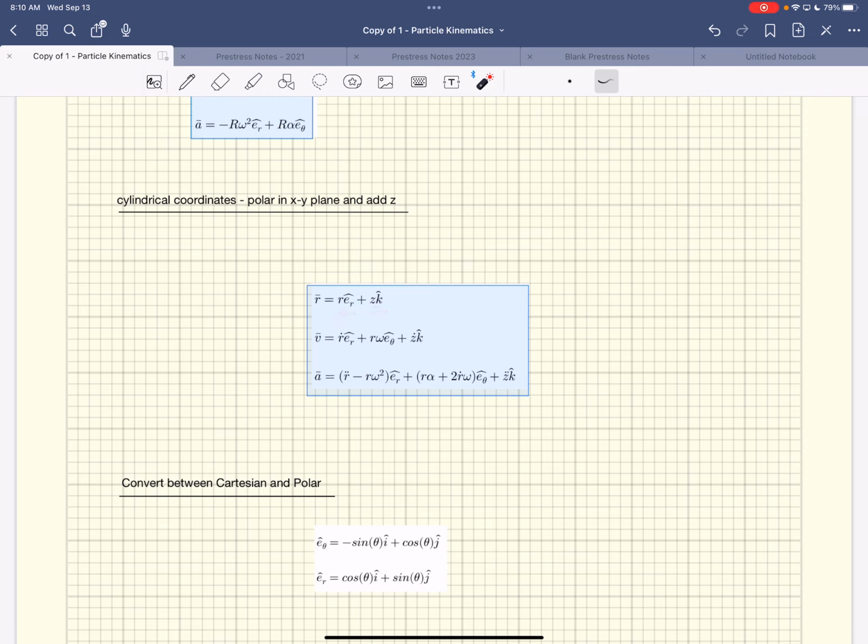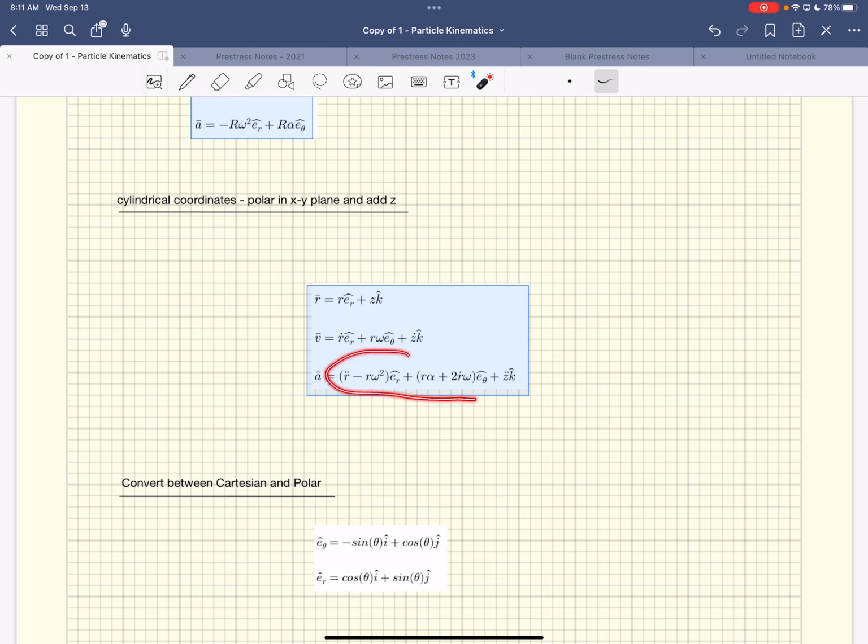That's all we do. Same thing with velocities. This is our velocity term right here that we just derived, and then we just add in a Z term. That's going to be the derivative, how Z is changing with respect to time. That's the Z dot. And then our acceleration, right?